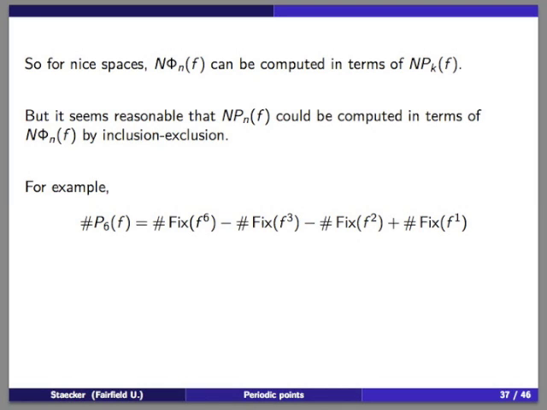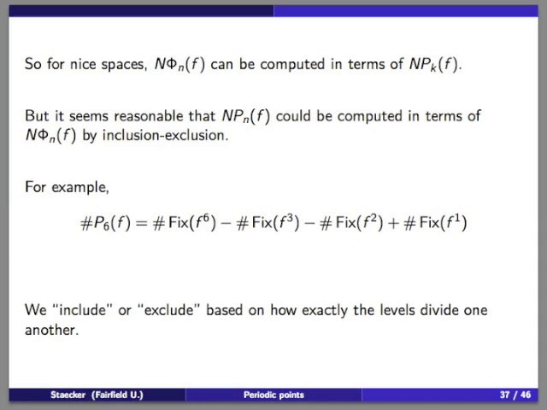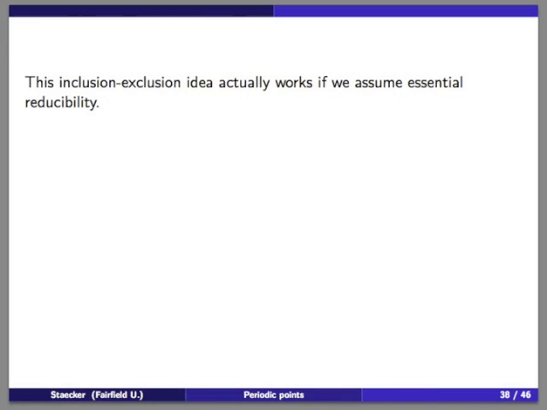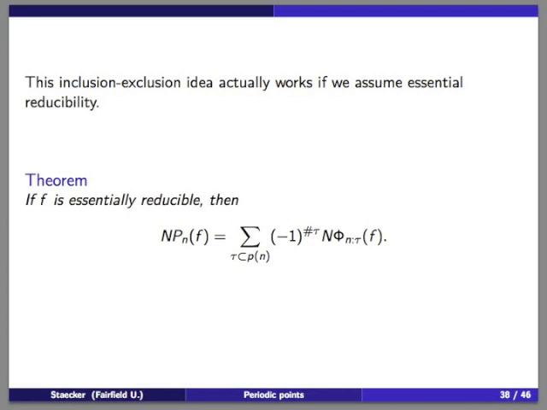If this kind of a thing would work for the Nielsen numbers, then you would be able to compute the NP in terms of the N phis, all right? You include or exclude based on how exactly the levels are dividing into one another. We excluded the 3 and the 2 because they divide into 6 the one time, but you have to add back in the 1 because it also divides the 2 and the 3. And it actually does work if you assume essential reducibility. It's the same condition that I said before. And this is the theorem.